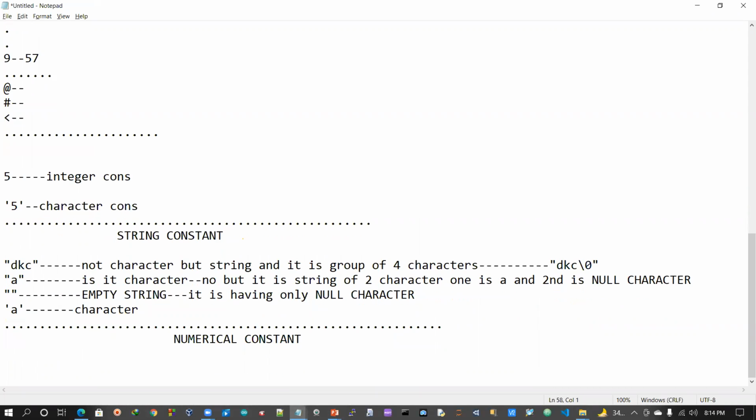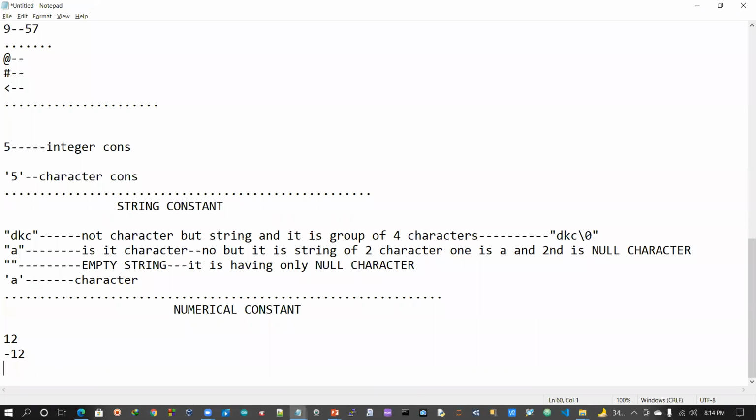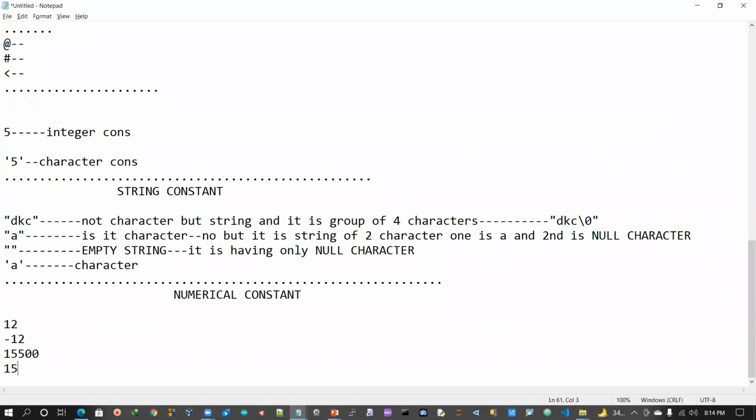I'm just giving the example. Suppose 12. This is a numerical constant. Suppose minus 12. This is also numerical. Now I'm taking 15,500. This is also yes. Now I'm taking 15,000 space 500.